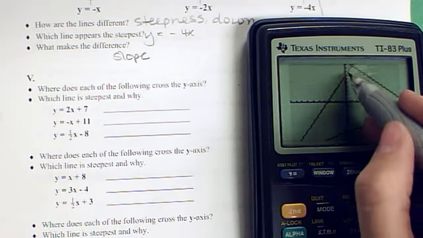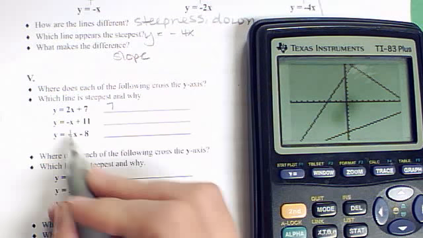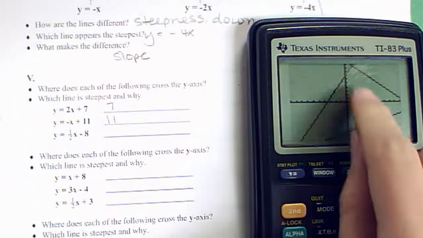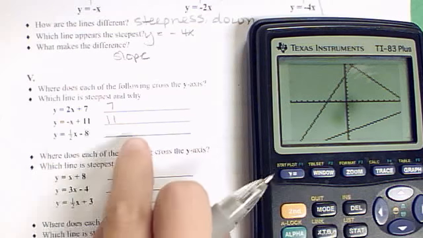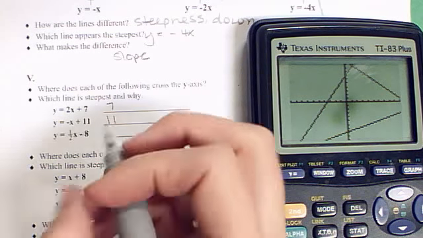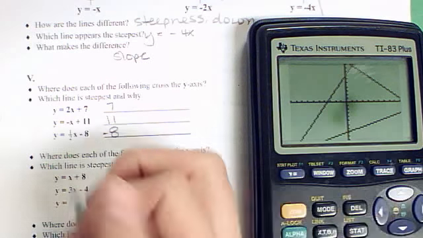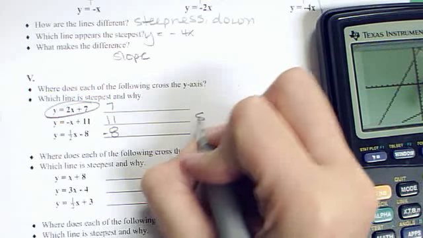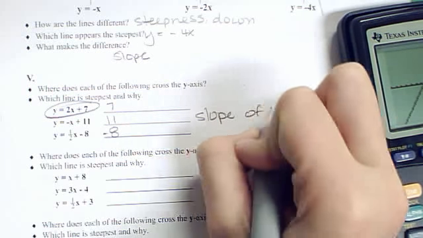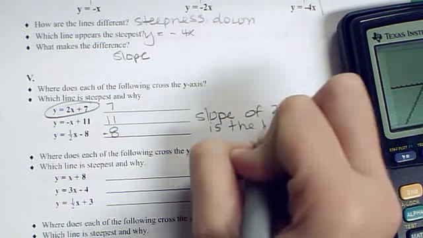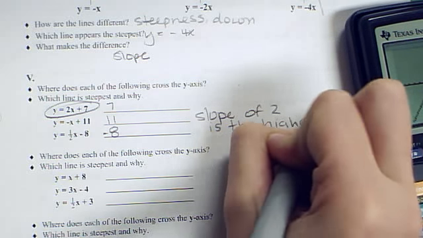The first one crossed at 7. The second crossed at 11. We can't see that, but we can pretty much tell it's right up there, and that number 11 should be cluing us in. And the last one is down 8. The steepest one, let's take a look at that. I think the steepest one is probably this first one. And the reason is the slope of 2 is the highest number we see for slope.